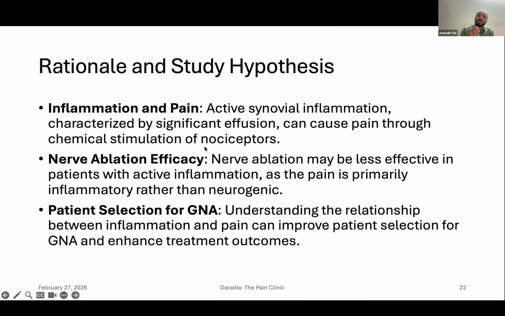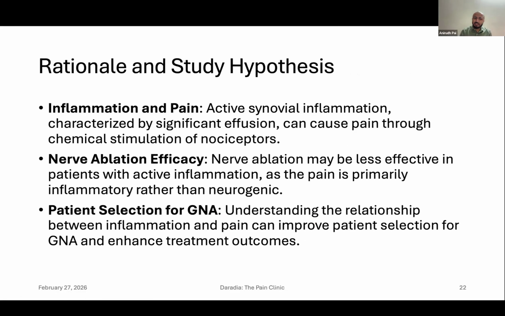So coming to the rationale and study hypothesis of the paper that I am discussing. Inflammation and pain: active synovial inflammation characterized by significant effusion can cause pain through chemical stimulation of the nociceptors. Nerve ablation may be less effective in patients with active inflammation, as the pain is primarily inflammatory rather than neurogenic.